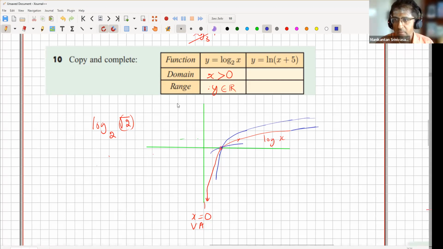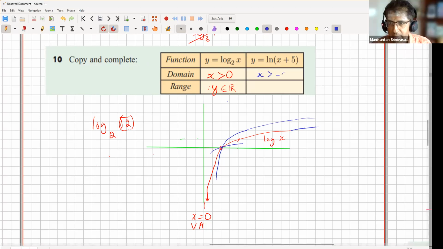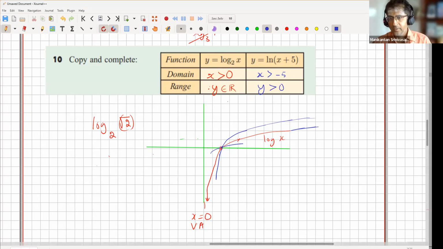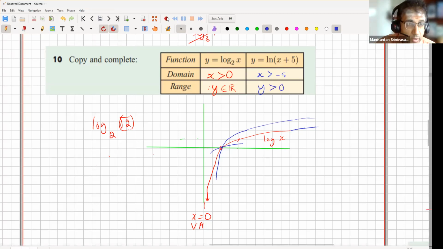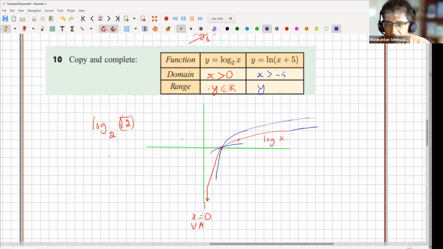Okay. Hana, for ln of x plus 5, what is the domain? X is greater than minus 5. Exactly. The portion inside must be greater than 0. Therefore, x has to be greater than minus 5. And y is still all real numbers. Y will belong to R. All real numbers. Y belongs to all real numbers, for the same reason, right?